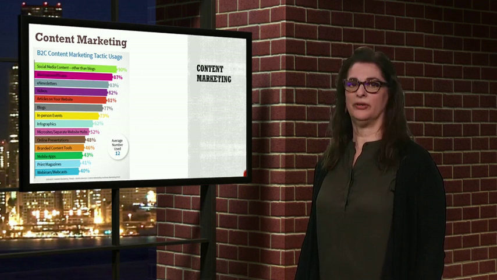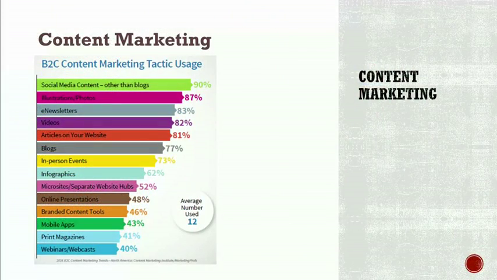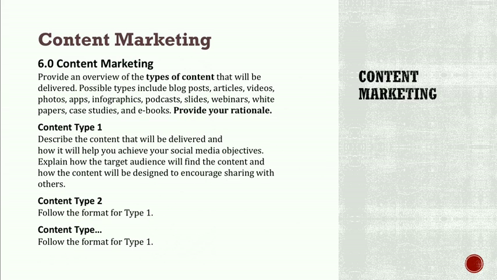This gives you a little bit of an idea of what companies are doing. On average, companies will use 12 different types of content in their content strategy. For this plan, you'll need to focus on 3 different types of content. This comes right off of your template.